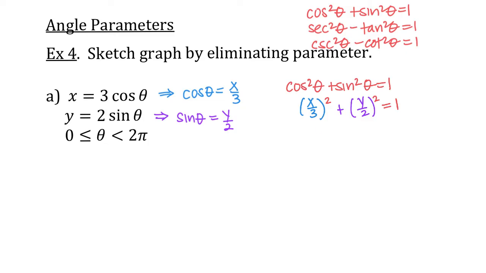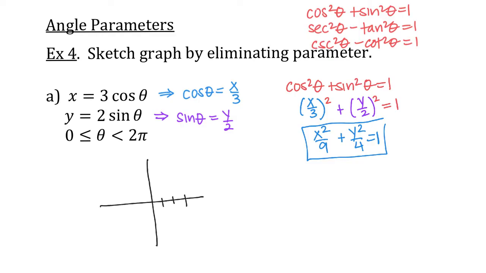Okay, I'm going to simplify this a little bit. And hopefully you recognize that this is going to be an ellipse. Now I could graph the ellipse on its own without the parameter, but ultimately I am going to have to figure out the direction. So let me do a sketch of this graph. The center is 0, 0, the x radius is 3, the y radius is 2. Okay, this is a good graph representing this equation.